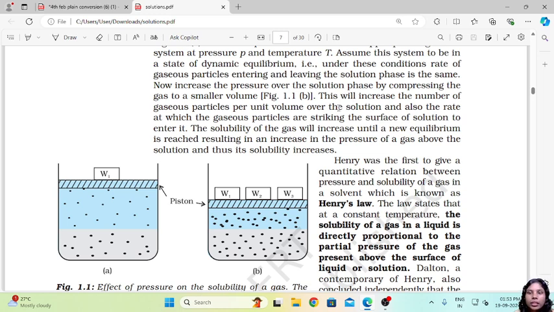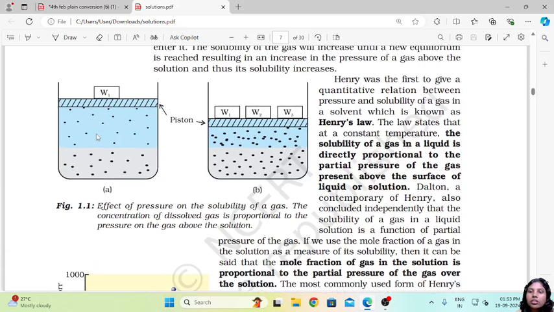Now, what will happen? This will increase the number of gaseous particles per unit volume over the solution. We have reduced the volume, so the number of gas molecules per unit volume will increase. Also the rate at which the gaseous particles are striking the surface of the solution to enter it will increase. The solubility of the gas will increase until a new equilibrium is reached, resulting in an increase in the pressure of the gas above the solution, and thus its solubility increases.